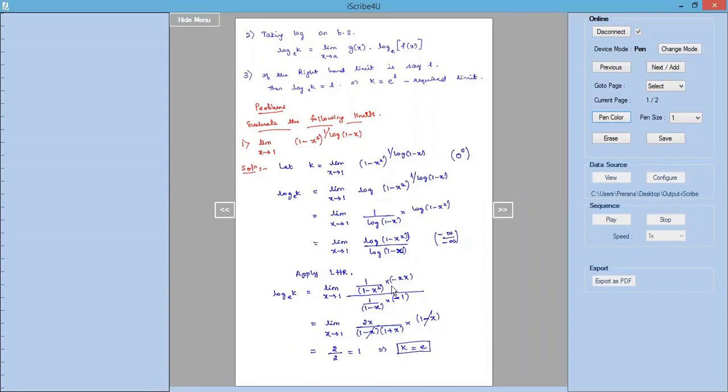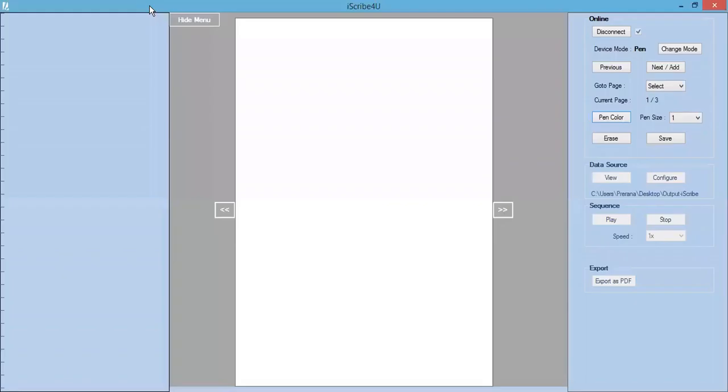So this is how we evaluate limits which are of the form 0 power 0, infinity power 0, or 1 power infinity. We'll take up the second question now.